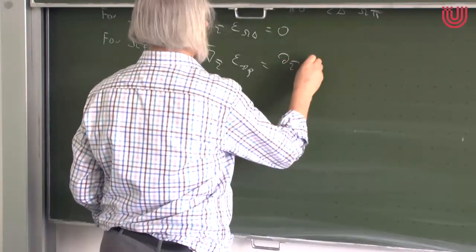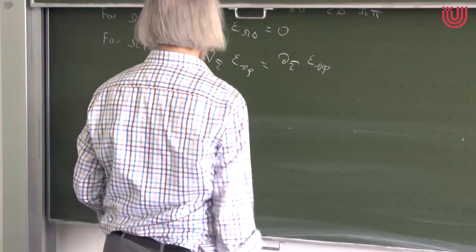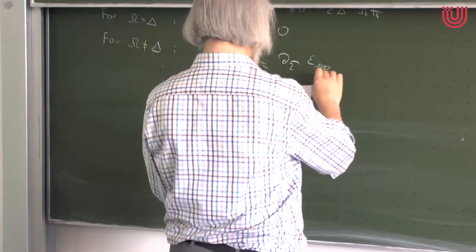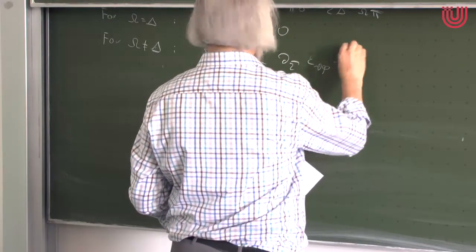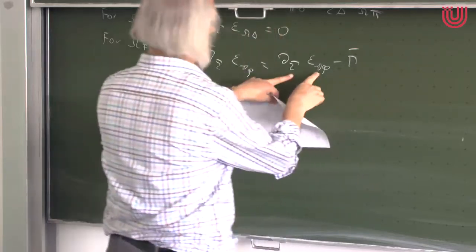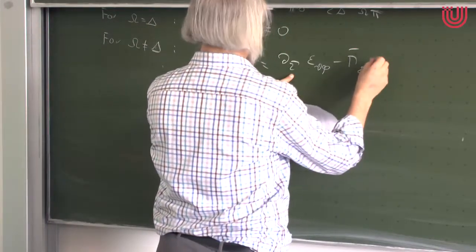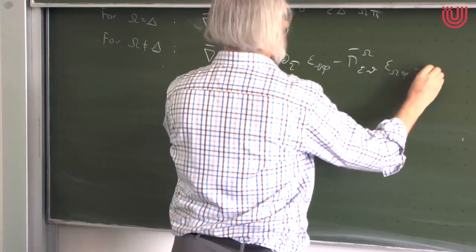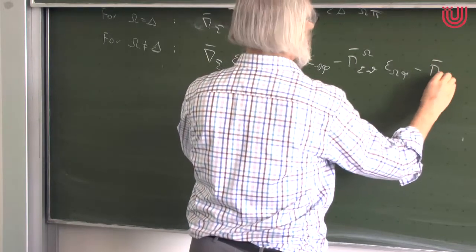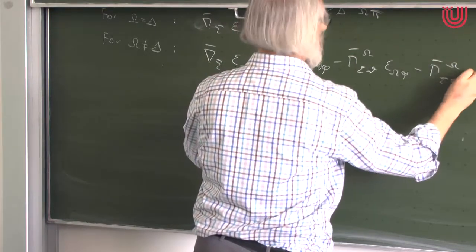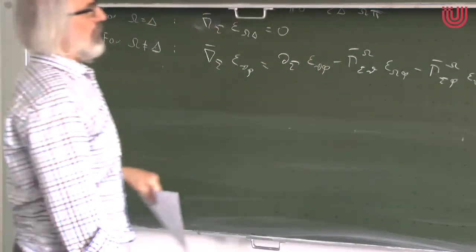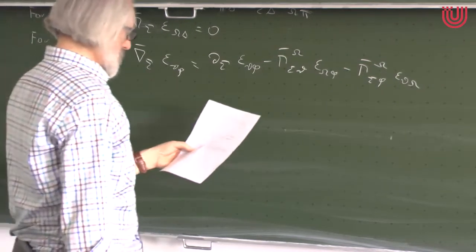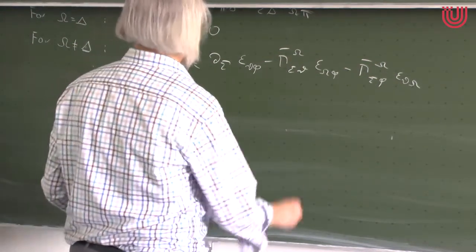This is delta sigma epsilon theta phi. And then I have minus, yes, minus gamma bar. Now I have to be careful. Sigma theta omega epsilon omega phi minus gamma bar sigma phi omega epsilon theta omega. And now we have to check again these values for the gammas.